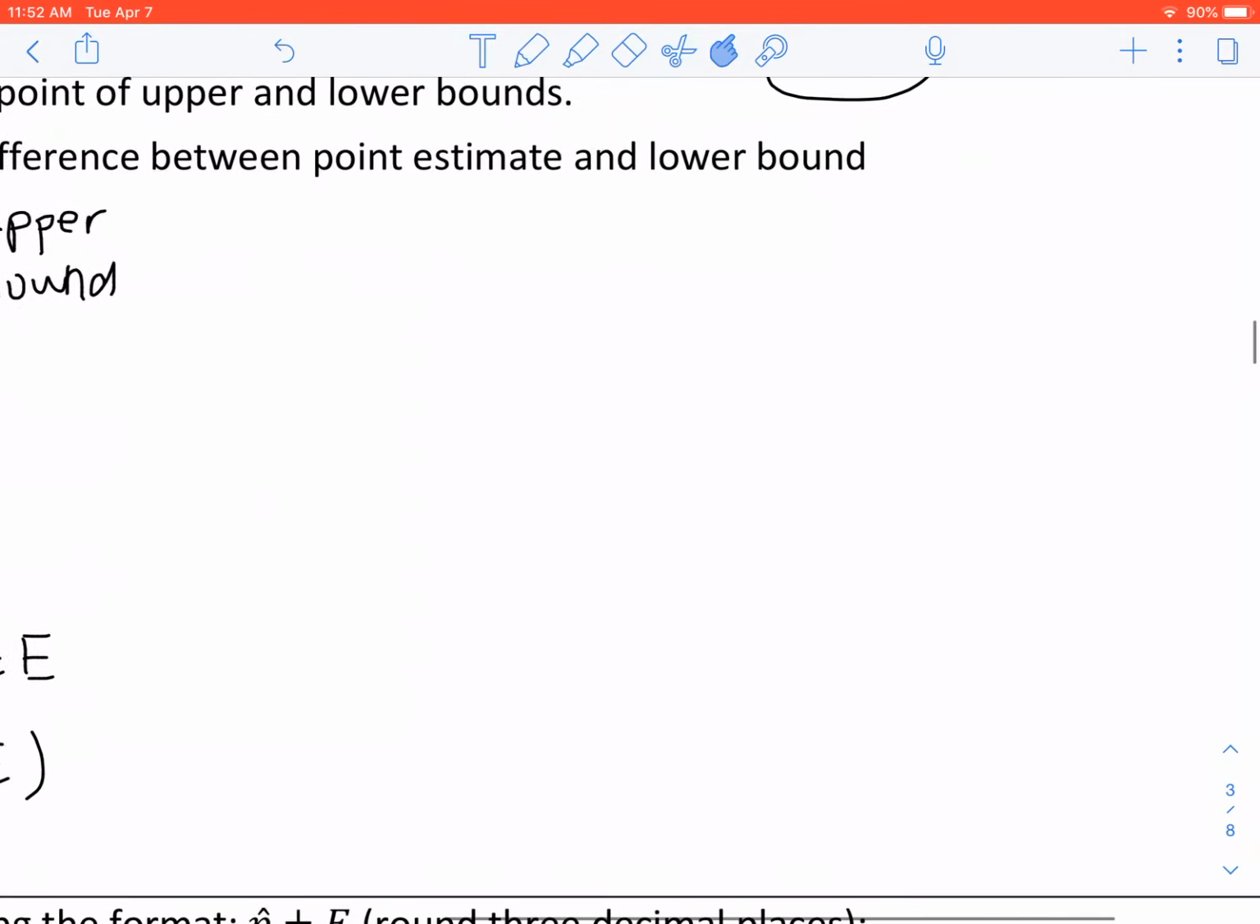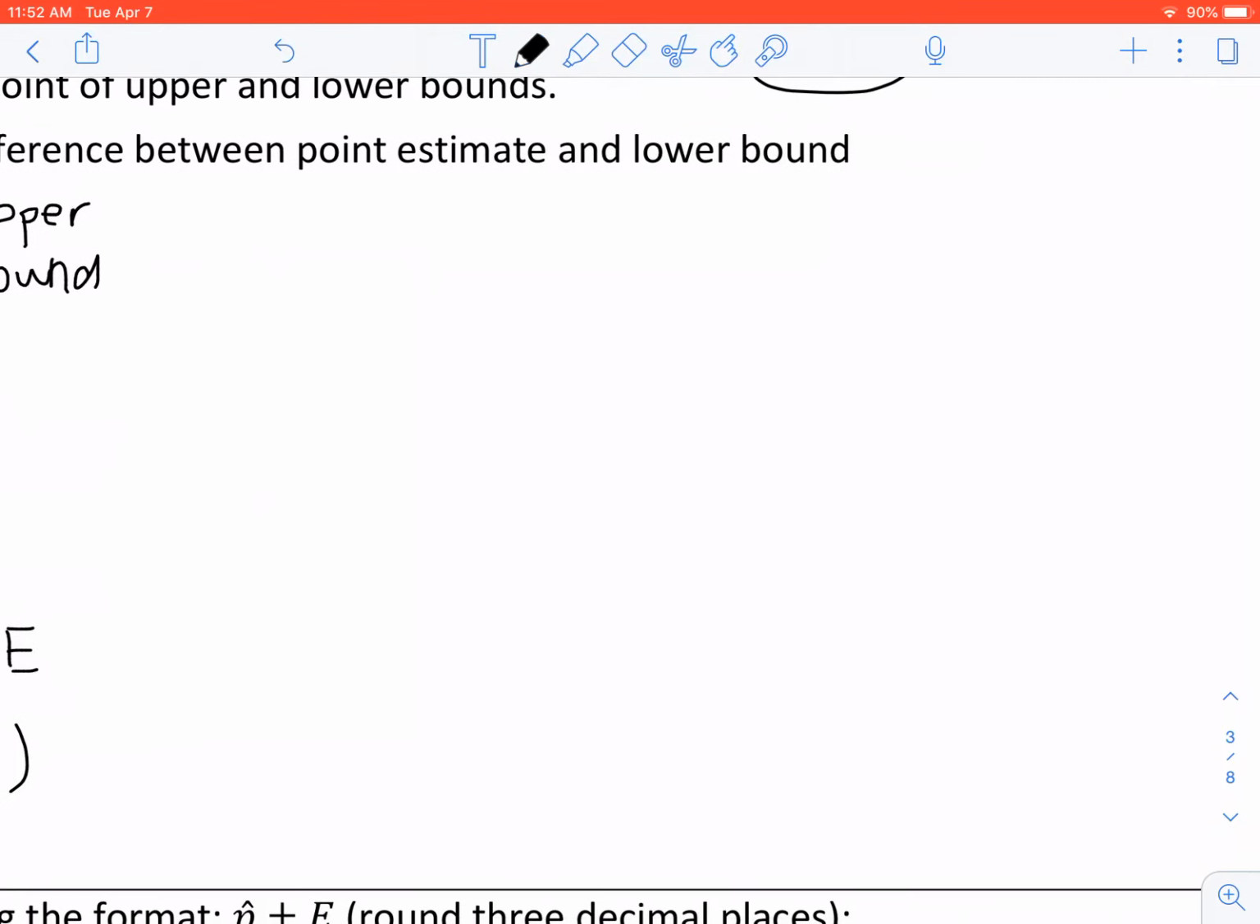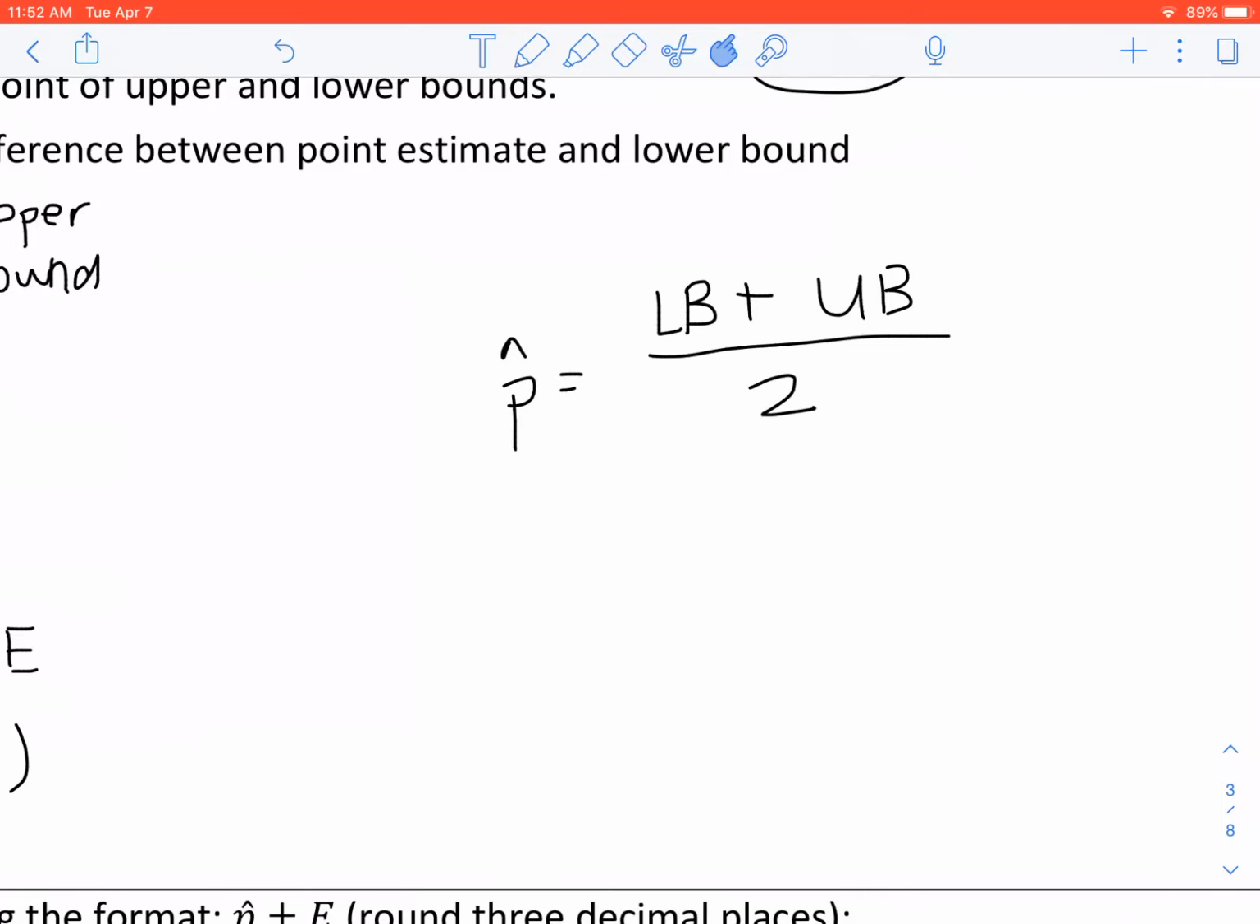Go ahead and scoot over here. Next one that we have is in order to calculate p hat, which is in the middle, so the midpoint between your upper and your lower bound. So I'm going to put LB for lower bound plus UB for our upper bound, and we're going to divide by 2. And we've seen this before for midpoints back in chapter 2.